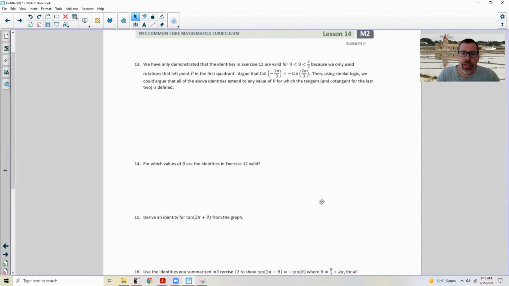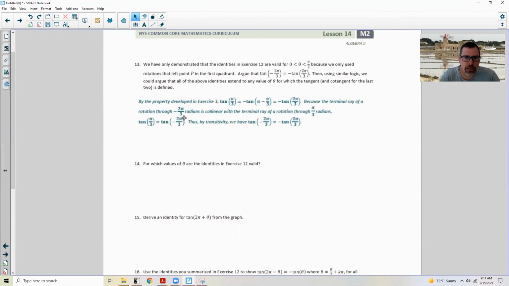We have only demonstrated that the identities in exercise 12 are valid for theta being between 0 and pi over 2, because we only used rotations that left point P in the first quadrant. Argue that tan of negative 2 pi over 3 equals negative tan of 2 pi over 3. Then, using similar logic, we could argue that all of the above identities extend to any value of theta for which the tangent and cotangent are defined. All right, so here's the argument.